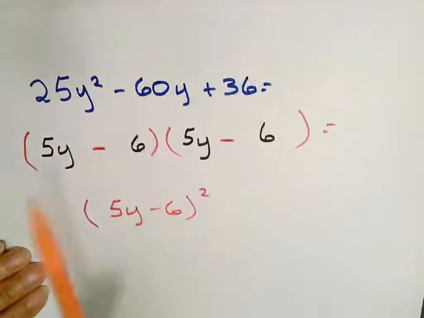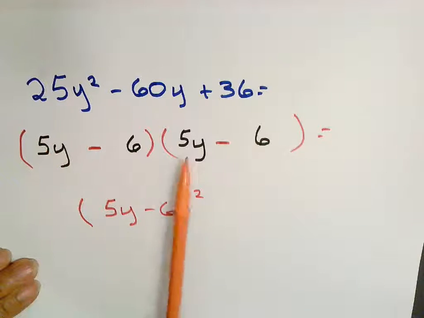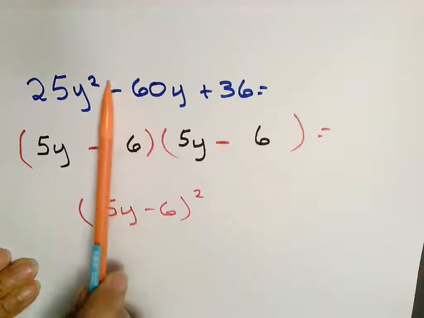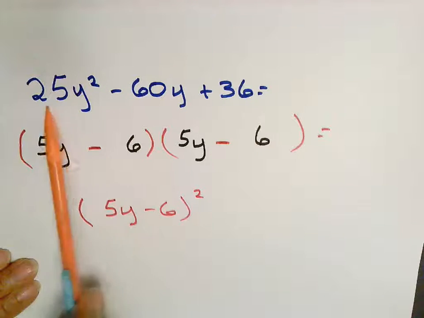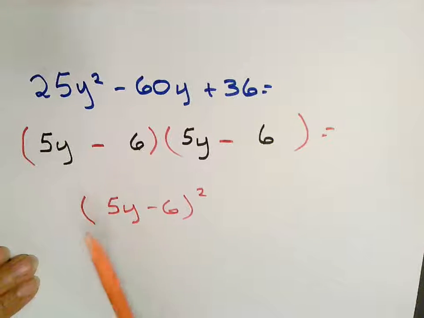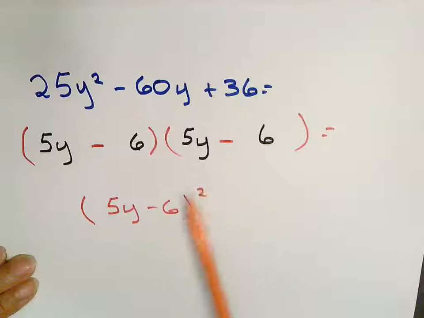So here we've got the square root of 25, 5, the square root of y squared, y, the square root of 36, 6. Since this is a perfect square trinomial and the middle sign is negative, both of these signs will be negative, and we have two identical binomials, so it's going to be this binomial squared. Either one of these answers is permissible.